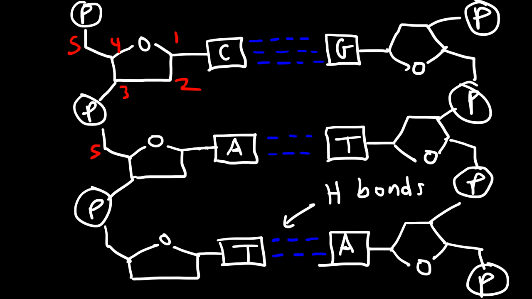A covalent bond is whenever two atoms are connected to each other by means of sharing electrons. So whenever two elements or two atoms come together by sharing electrons, they form a covalent bond.